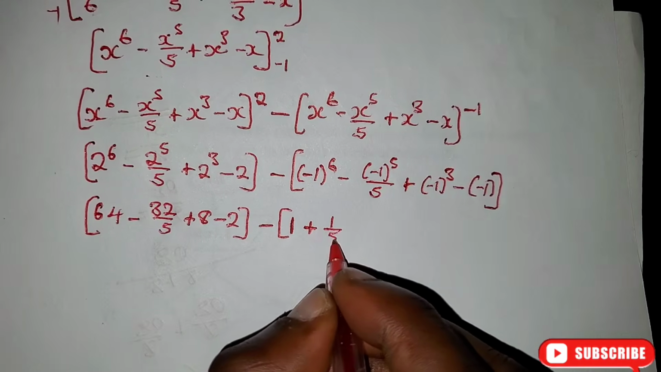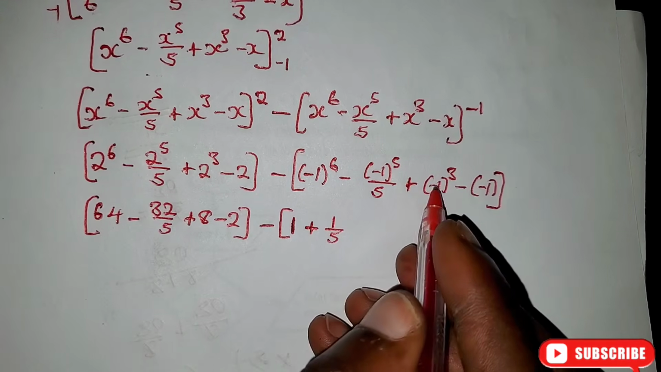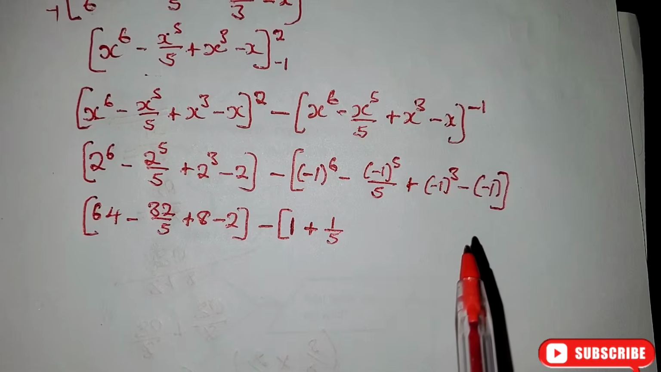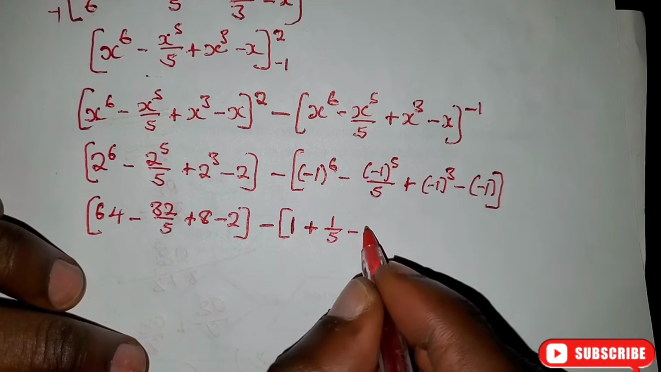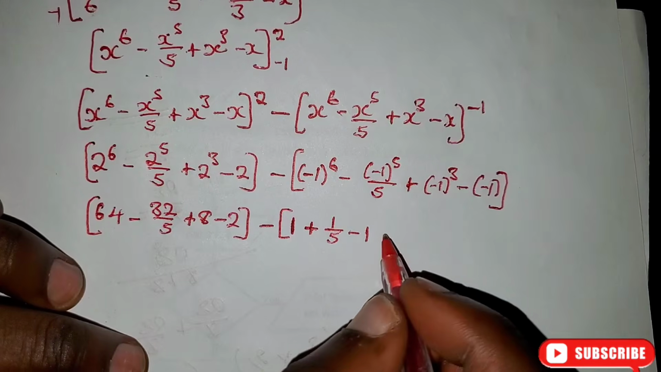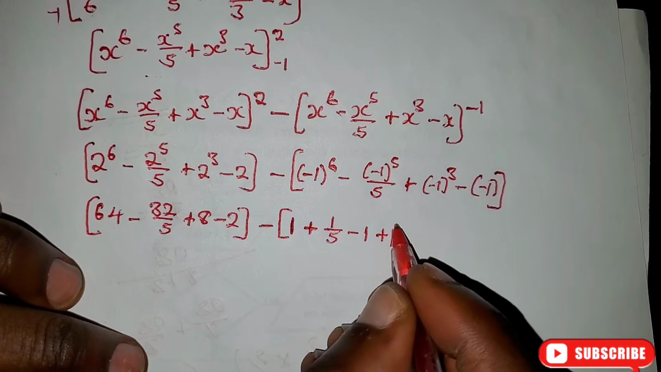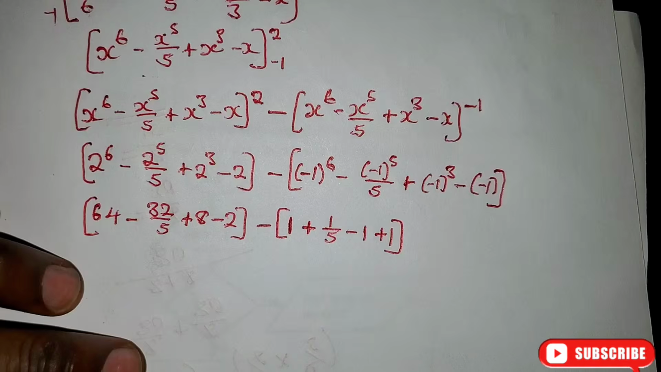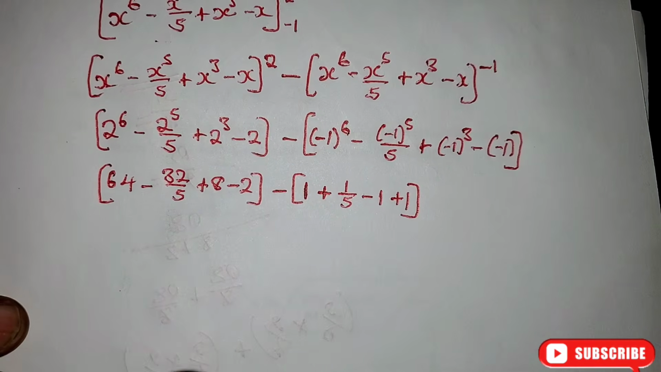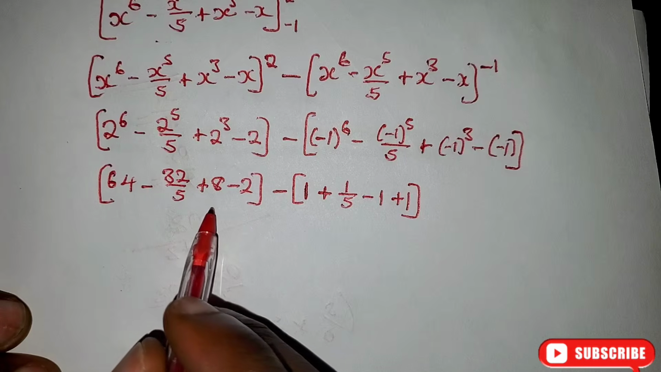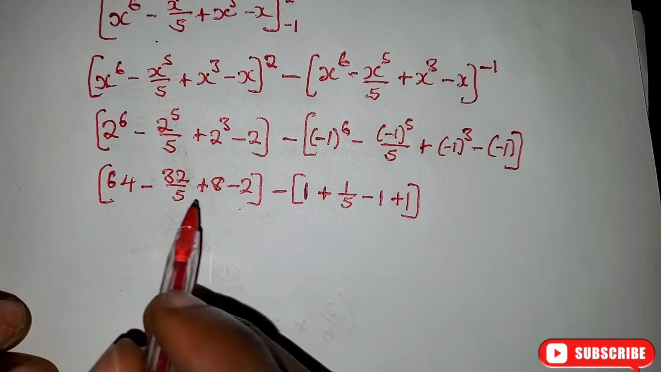Then 1 over 5 like this. Then this is also not an even number, it's an odd number, so it's going to give us minus 1. Negative times negative, they are positive 1. Okay, it's as simple as this. Alright, so you can punch these on the calculator.